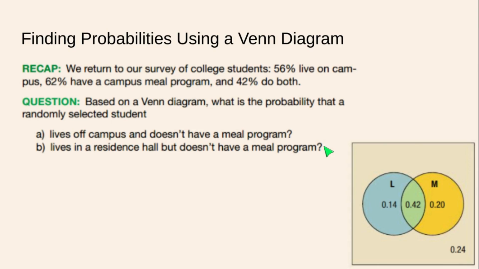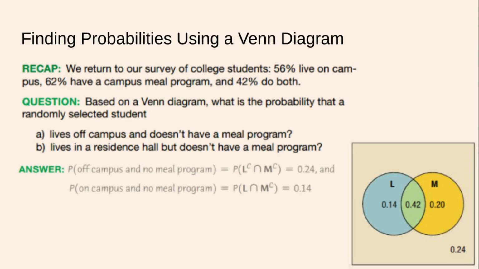All right, I'll assume we're ready to continue. Here's the answer for part A. Probability of off-campus and no meal program. That's the probability of not living on campus and not enjoying the meal program, all right? That's going to be 24%. So we don't want to be here, and we don't want to be here, and we definitely don't want to be here. So we want to be in the 24% over there.